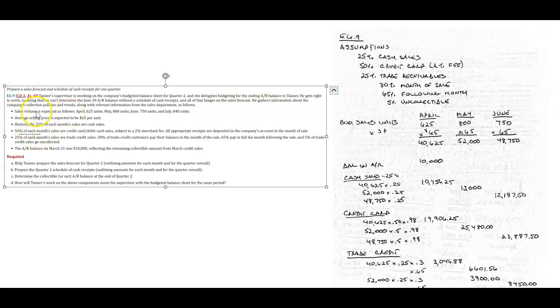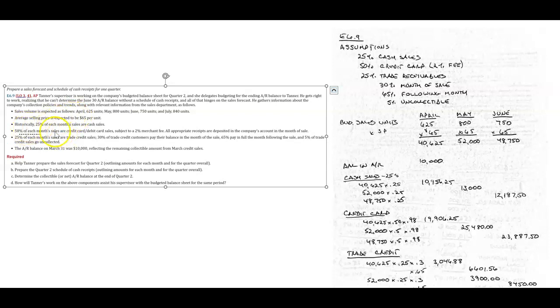So he's got a sales volume for April, May, June, and July. We've got four months here because we need that next month. Well, we're going to do April, May, and June, but we need these extra months here. So the average selling price is expected to be $65 per unit.